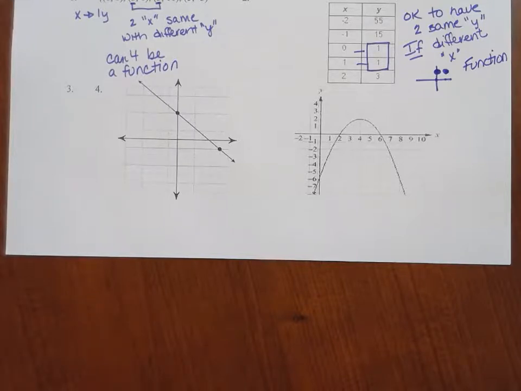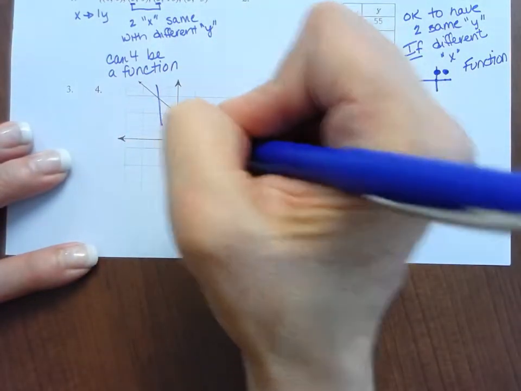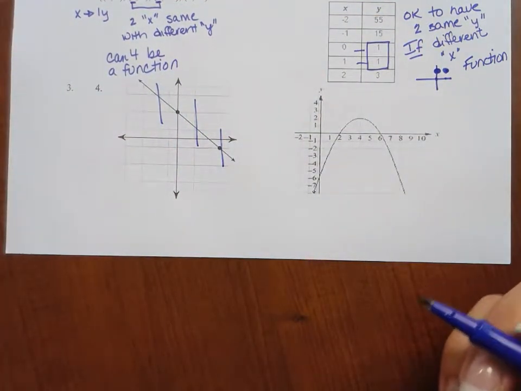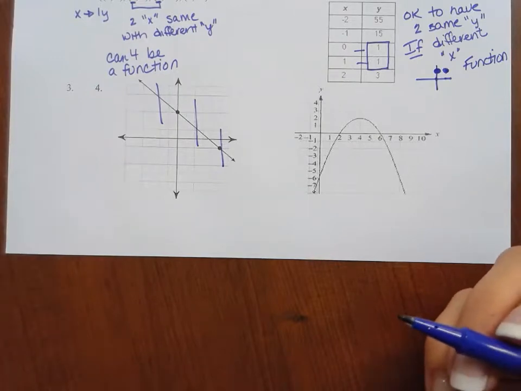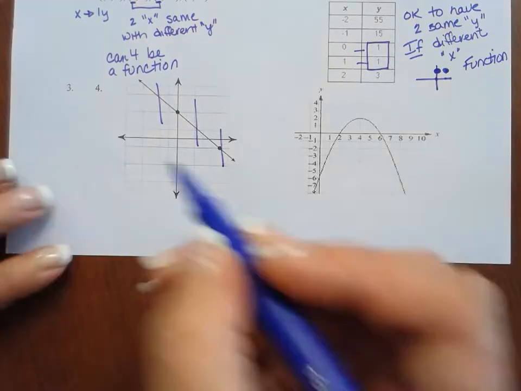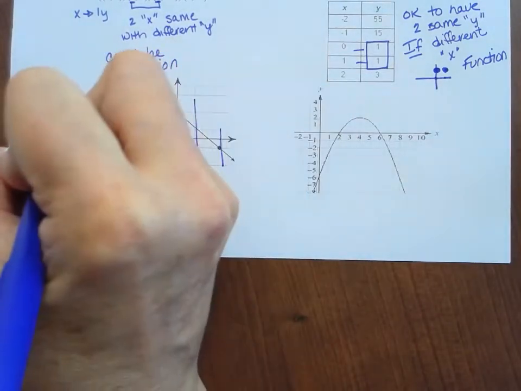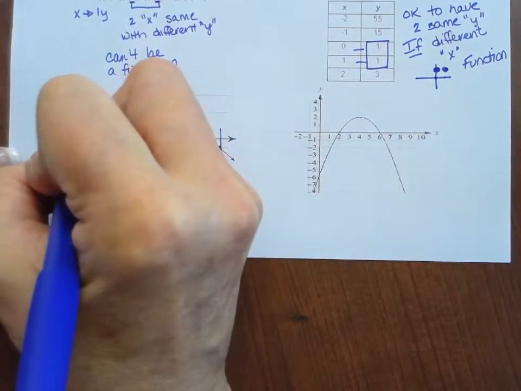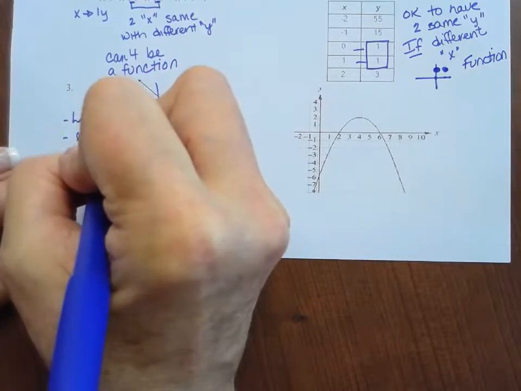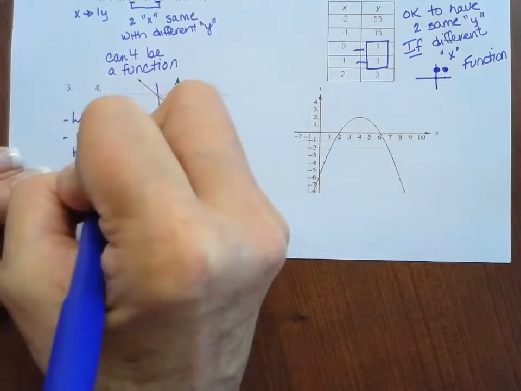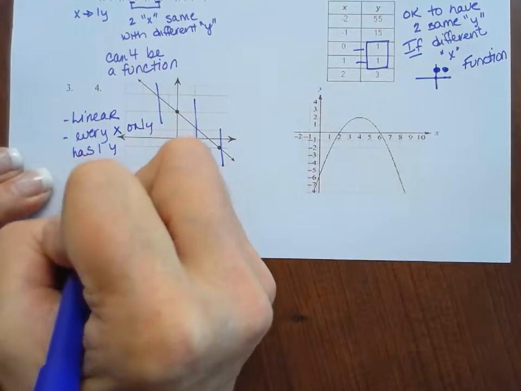It is? How do you know? Well, if I draw a line anywhere on here, especially because it's linear, all linear equations are going to be a function because every x has a completely different y. All right, so there's two ways you know that. Number one, it's linear. And number two, with your vertical line test, every x only has one y, so it's a function.